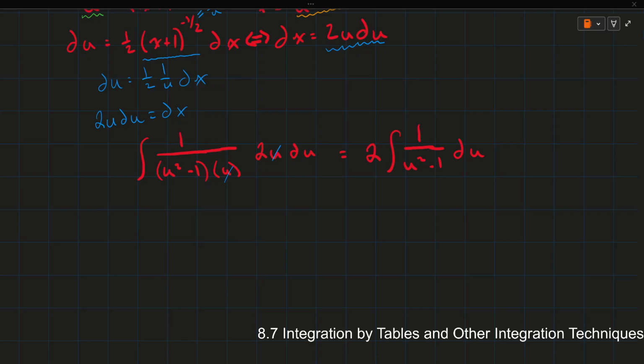Honestly, I would think this would be a partial fractions, because this is a difference of squares. So you have u squared, u plus 1, u minus 1, then you partial fraction that. That would probably be the road I would go down at this point.